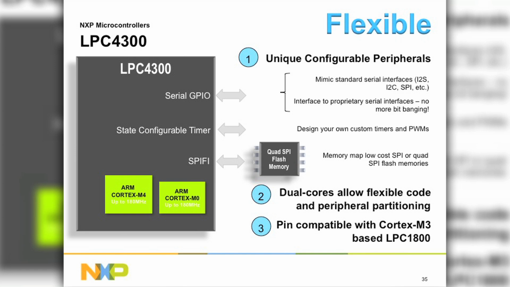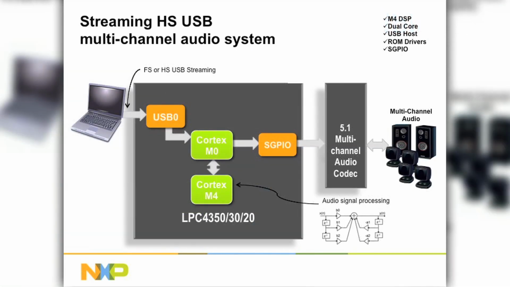So if you think about a PWM, it gives you one waveform. We actually give you up to 32 states, and each state can be triggered by a different interrupt or by a timer. So in fact, you can create any complex set of waveforms or interface for timers and PWMs using the state configurable timer.